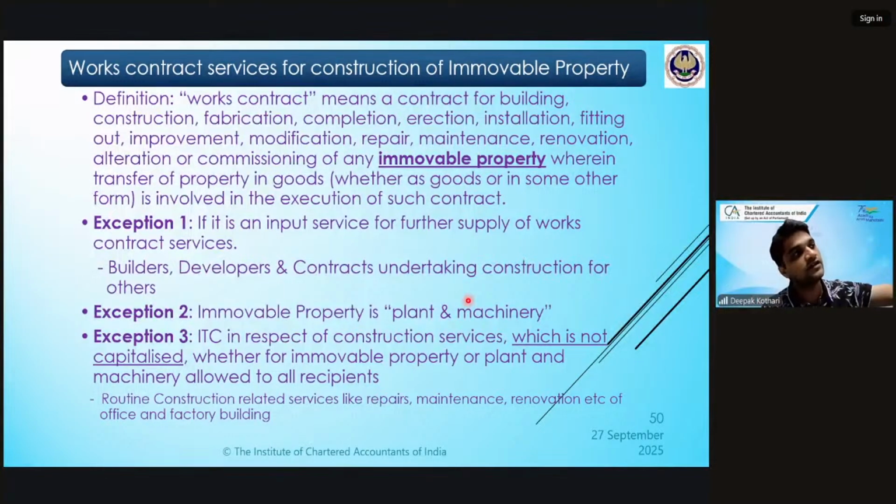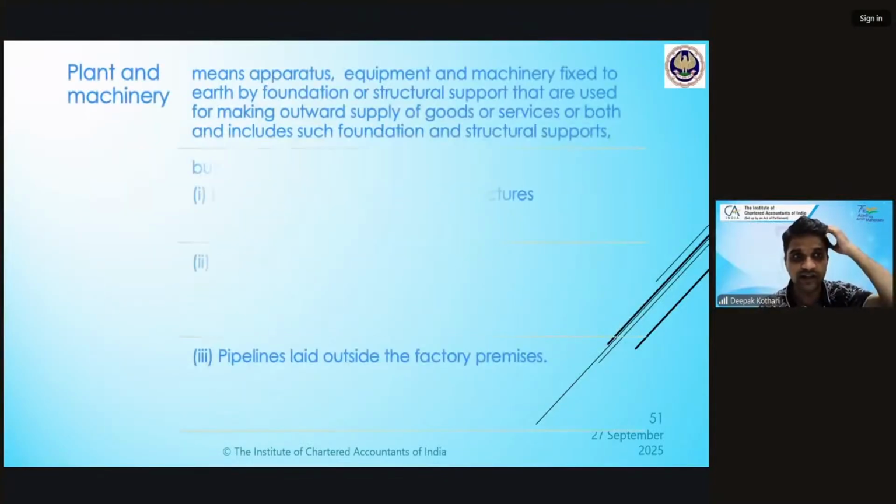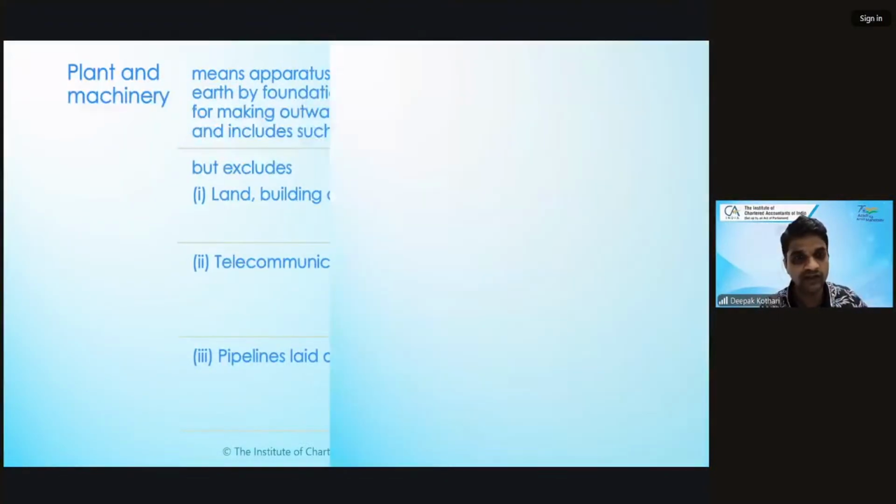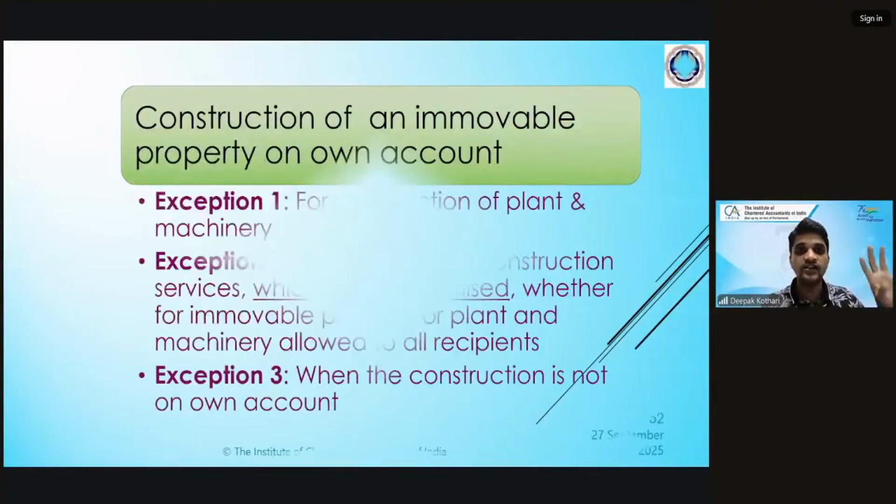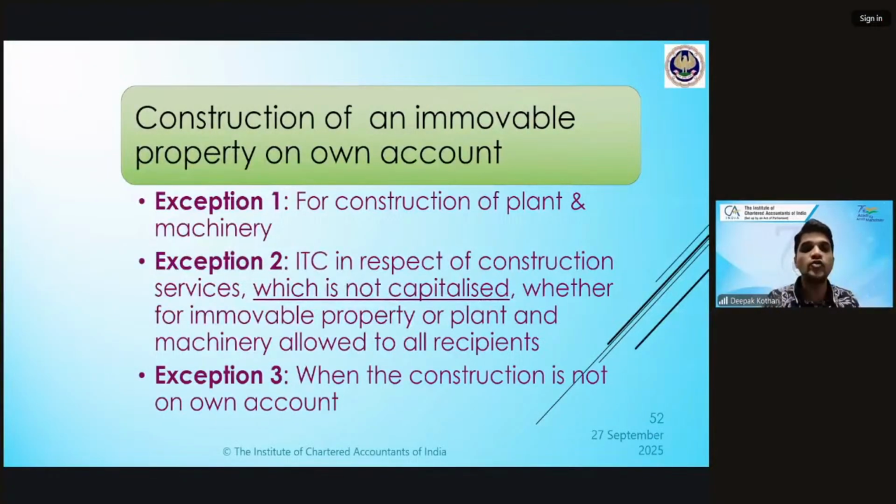They have been under the VAT laws before, VAT, sales tax, excise, a lot of things, and CENVAT rules. So they know people will do it. So that's the reason they said that. We'll come to plant and machinery. That's why they said that either you do a works contract or you do construction of immovable property on own account, still you will not get the credit.